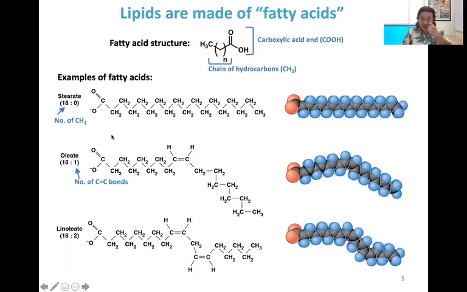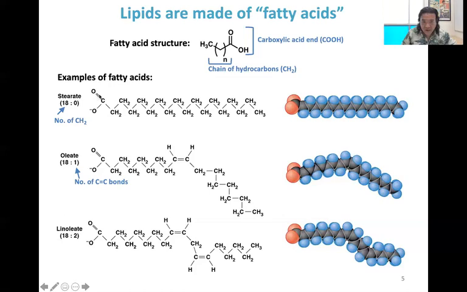So here's some examples of fatty acids. These are fatty acids that are actually quite important in our diet. So stearate is listed here. The nomenclature of fatty acids is typically something like this. Stearate is denoted as being 18:0. The first number, the 18, refers to how many carbons are involved in this big, long fatty acid chain. If you were to count this out, you count 18 carbons involved. The next number, the 0, refers to how many double bonds are present in the actual carbon-carbon chain.